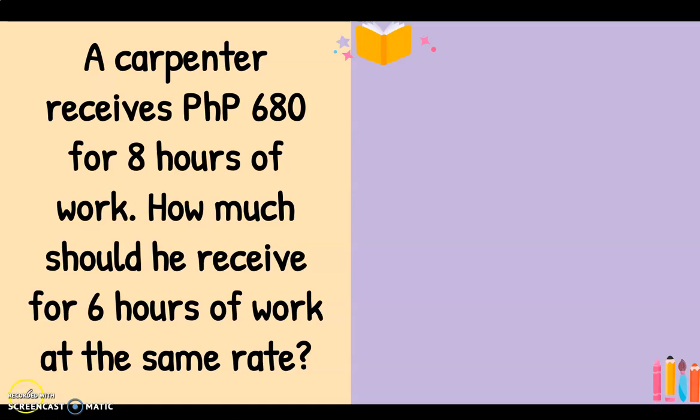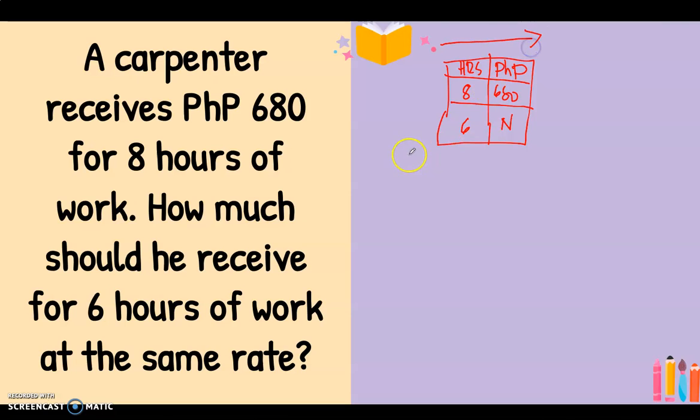So again, so that you will not get confused, you make a table. And this table is for the hours and also for the amount he receives. If it is 8 hours, he receives 680. And if it is 6 hours, how much will he receive? So this is now our missing term. Now, to make it in column form, or in proportion form, we have 8 is to 680.